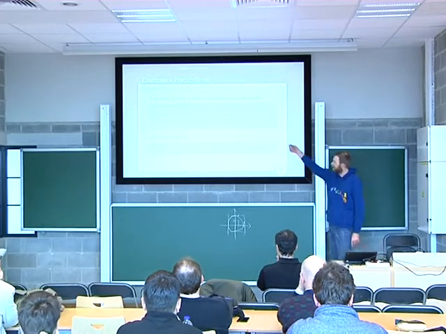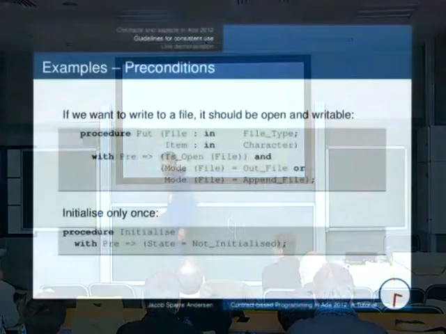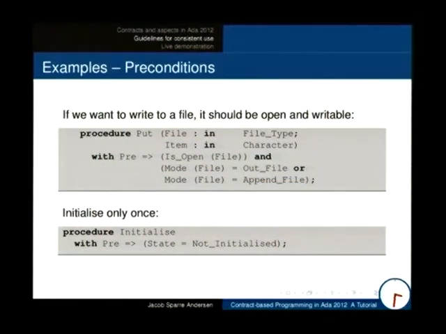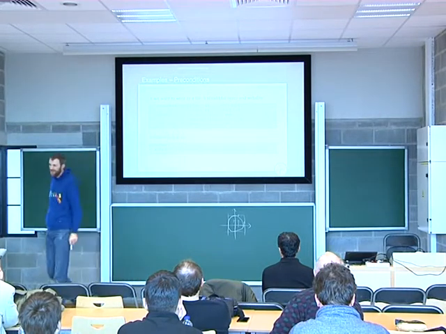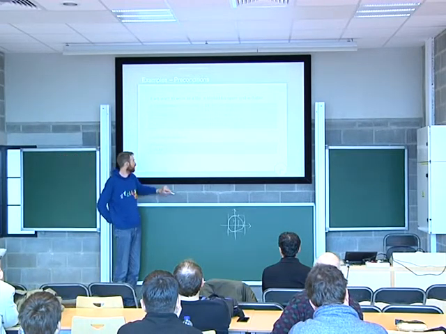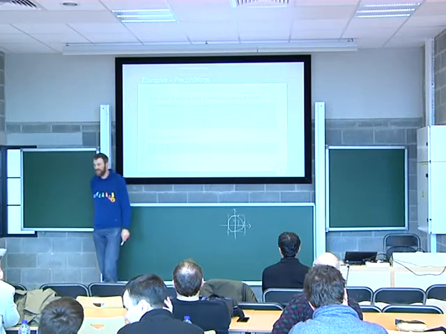And here, first, I go back to the Text_IO example, where writing to a file we have preconditions. The file should be open, but it should also be a file that we can write to, so either that would be Append_File or Out_File mode. And another example, here I imagine I have a function telling me about the state of the system, and Initialize should only be called if the system is in the non-initialized state.